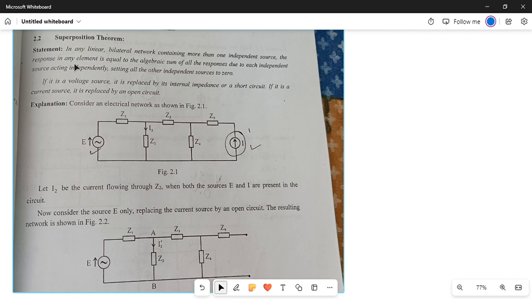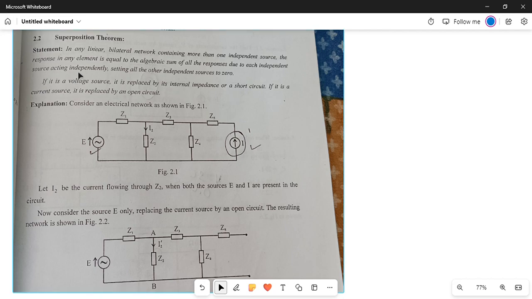So let's come to the superposition theorem. In any linear bilateral network containing more than one independent source, the response in any element is equal to the algebraic sum of all the responses due to each independent source acting independently, setting all other independent sources to 0. This is the statement of the superposition theorem.